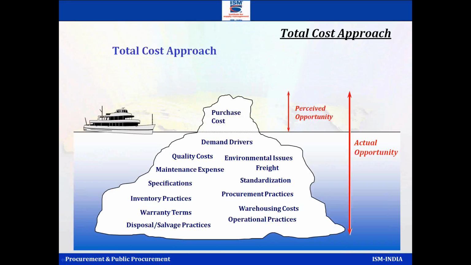Here it shows you beautifully. Purchase price is the tip of the iceberg. You can see the perceived opportunity is small, but then there are endless other costs around: the maintenance cost, the freight cost, standardizations, warehousing costs, disposal costs. Those are also very important. So sometimes we ignore those parts and we make a decision based on purchase price. So the philosophy is when you make a decision, make it based on total cost.